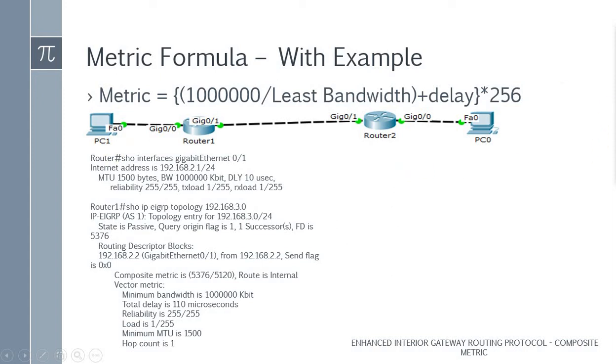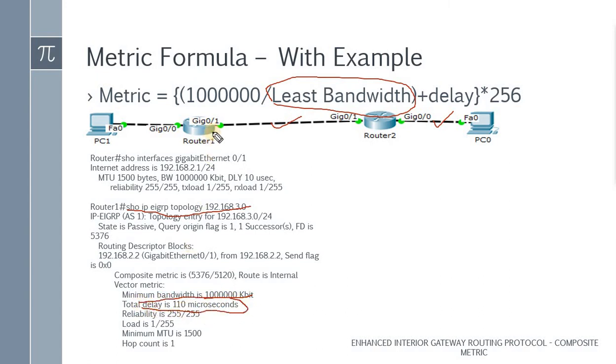Let's see that. The show IP interface command will tell you what values have been given on this particular interface. If you are going to send something, least bandwidth means the lowest bandwidth on the path, whether this value or this value, and that will be considered the least value here. If you do show IP EIGRP topology and the destination, you will find this particular bandwidth, and again the delay in microseconds.